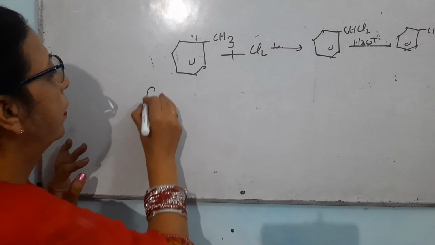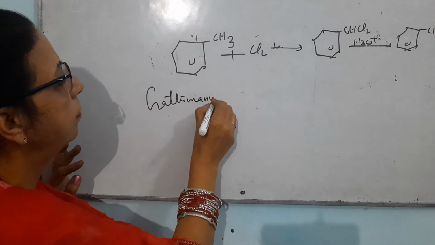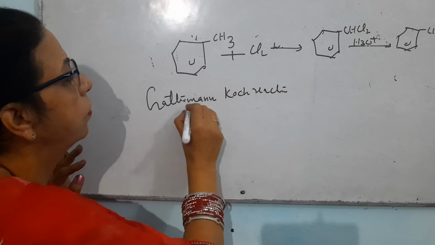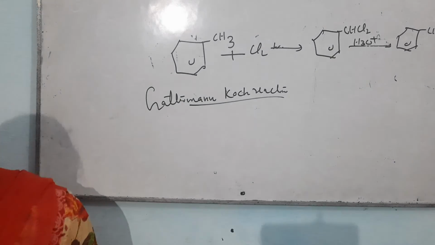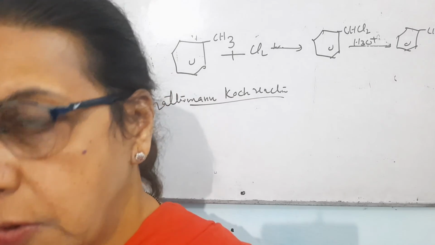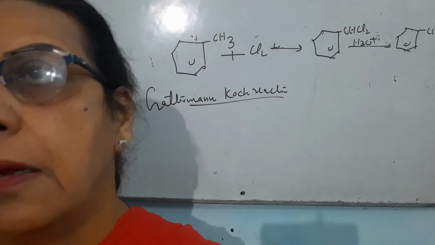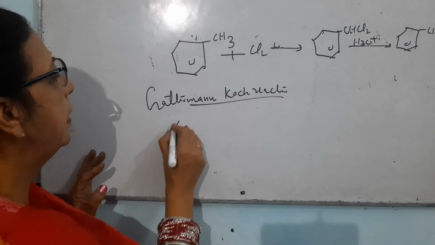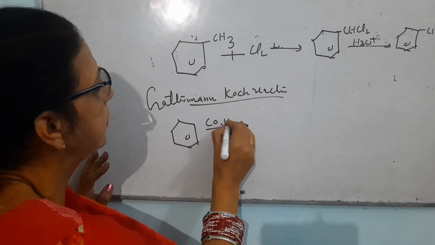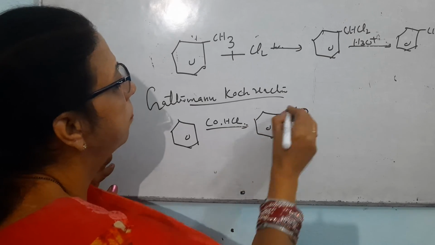The last method for the preparation of aldehydes is again a name reaction. This is known by the name of Gattermann-Koch reaction. In this, the reaction of benzene is done in the presence of CO and HCl. There is a formation of compound HCOCl, which is converted in the form of benzaldehyde. So benzene, the reaction with CO, HCl, will be directly converted in the form of benzaldehyde.